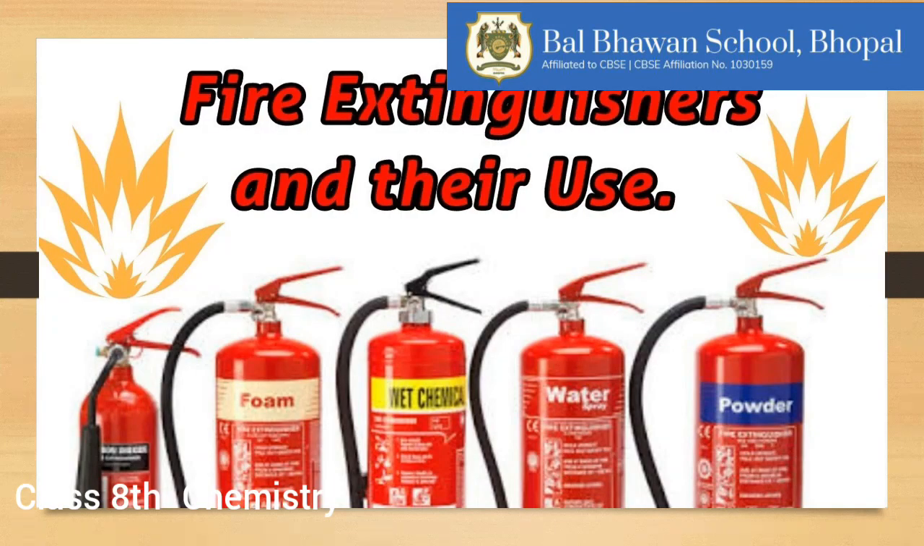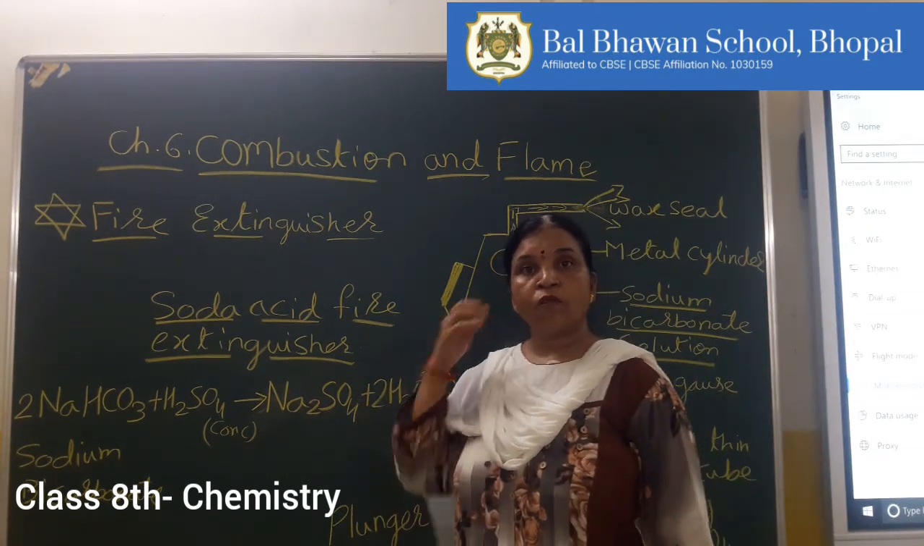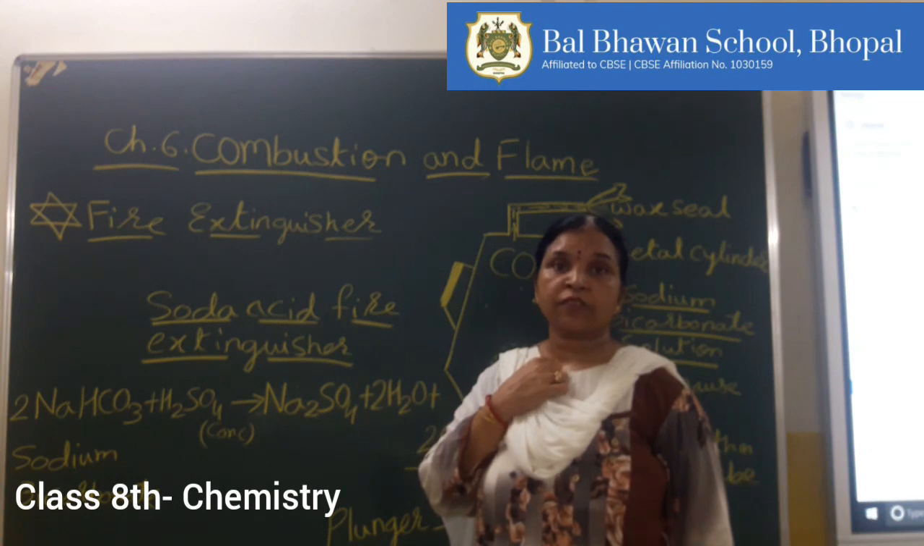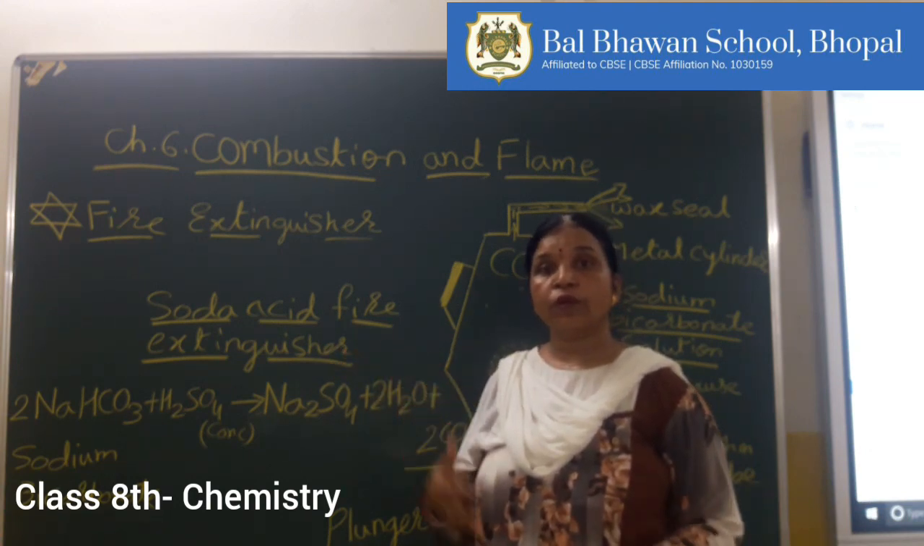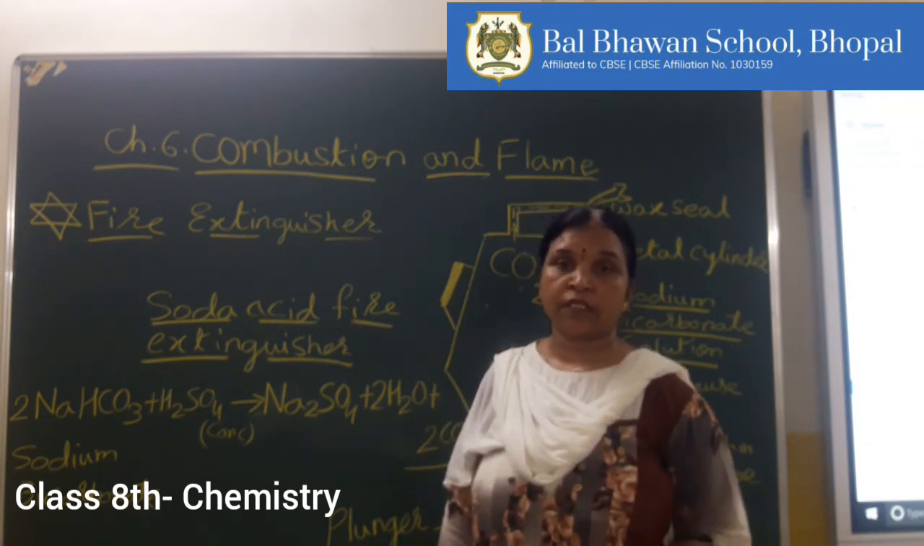These are a few examples of different types of fire extinguishers which can be used for controlling different types of fire incidences. Now you have clearly understood what are the things which we can use to fight against fire, and what we need to do if a person is caught in fire. That also we need to understand.